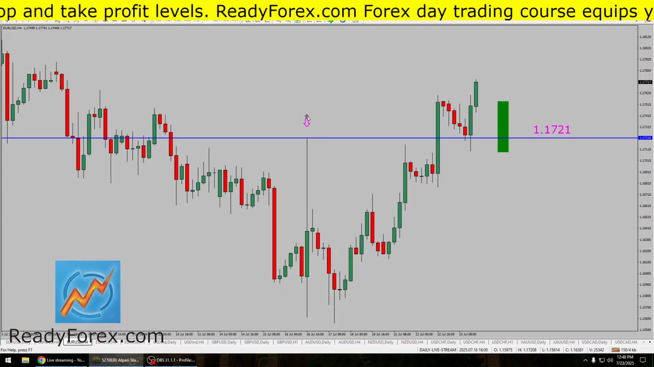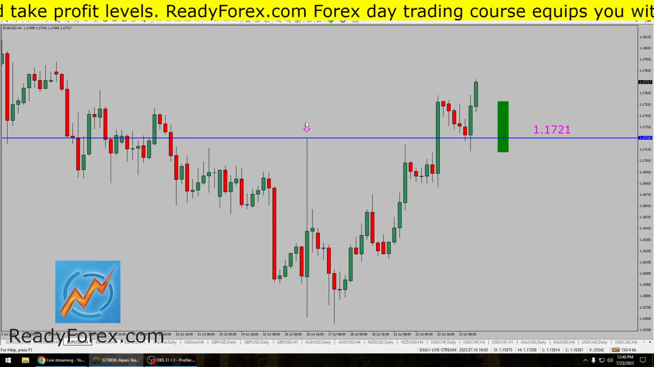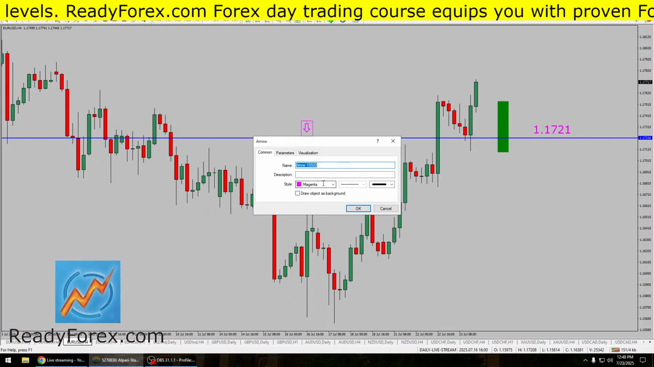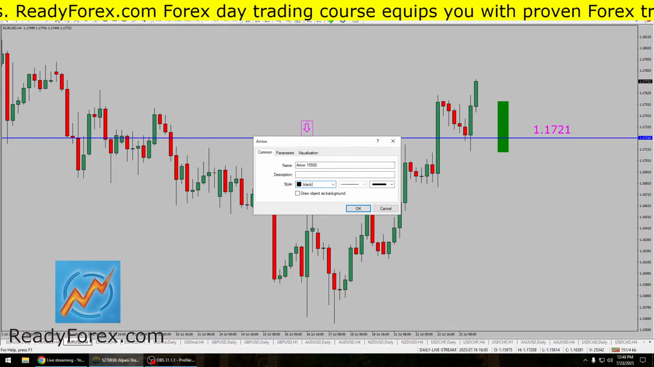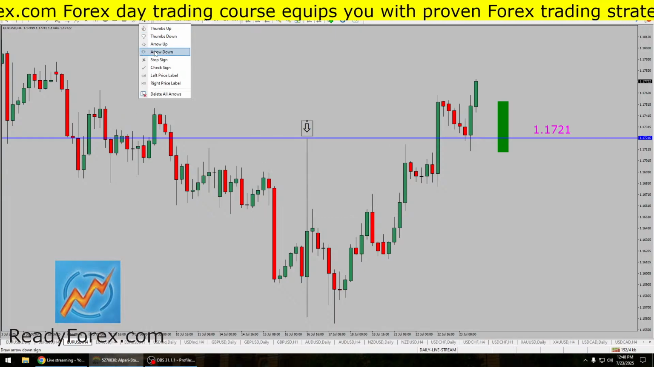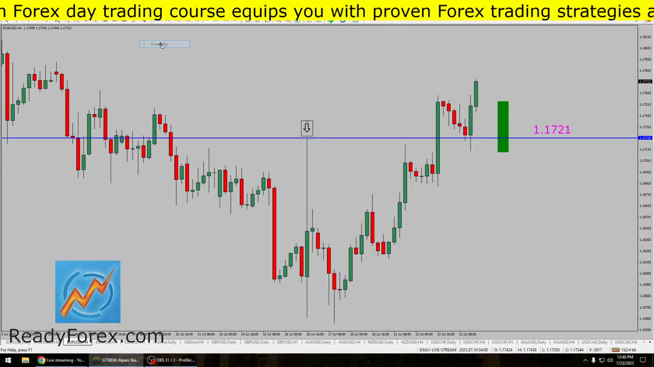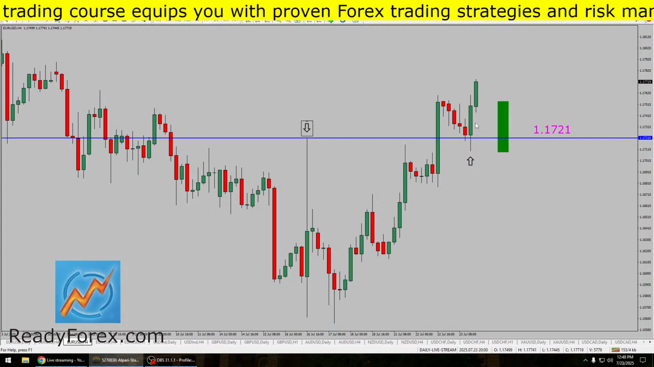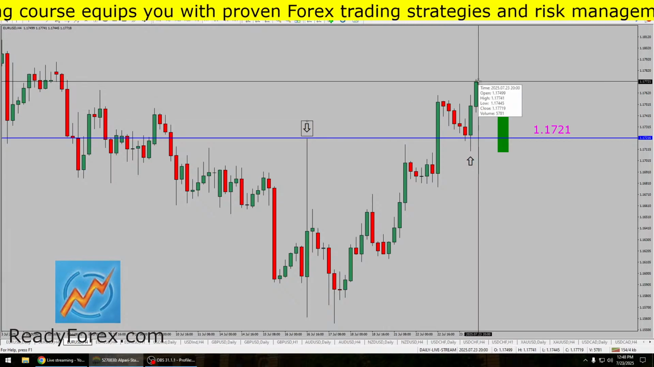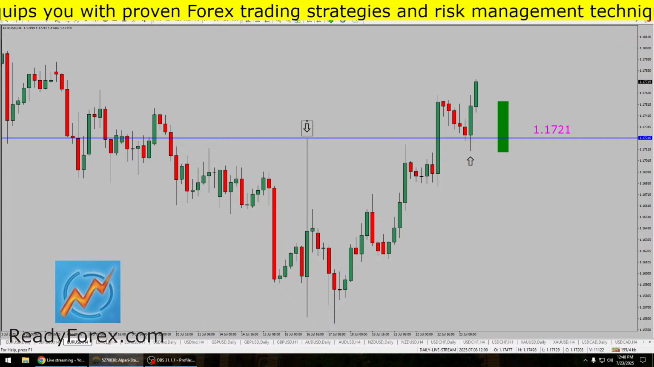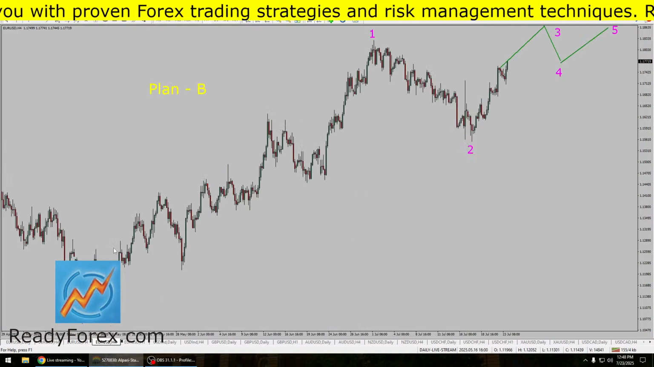This was the resistance right over here. Okay, and let me change the color. And now the same resistance level, once broken, is now acting as a support level. So we got a new push to the upside in the Euro Dollar currency pair. Now let us take a look at some more charts.